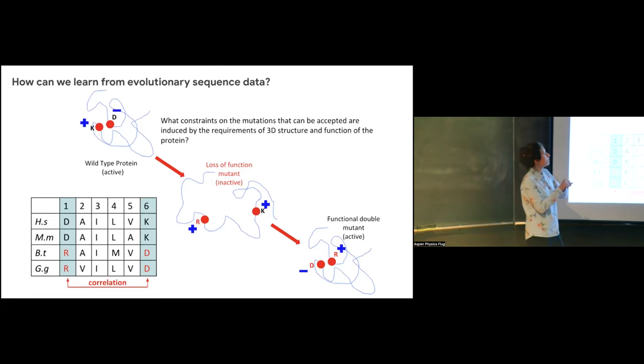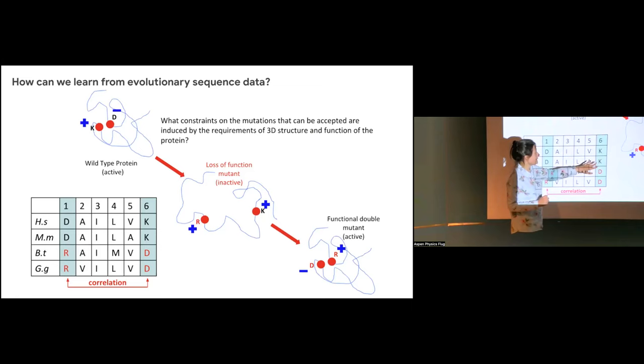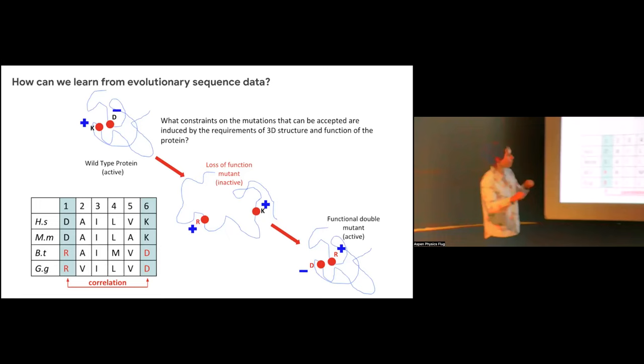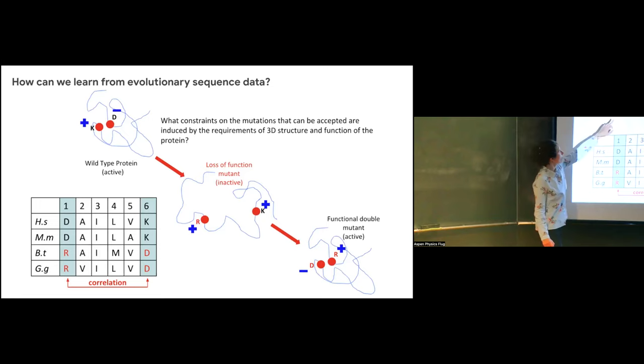And so often there'll be a loss of function mutant, so one of those two amino acids changes. Now we have two positive charges, and that doesn't work so well anymore, and we don't see that in nature. But what we see instead is a double mutant where there's a second mutation that rescues the original charge pairing. So a compensatory mutation happens at a separate site, a site that's distant in sequence, but it happens to be close in structure, right? So it restores that physical interaction. So when we look in the sequence database, we either see the original wild type or we see the double mutant that was functional. We never see the intermediate. That means we can see, just by looking at the sequences, a nice correlation structure between these two columns.